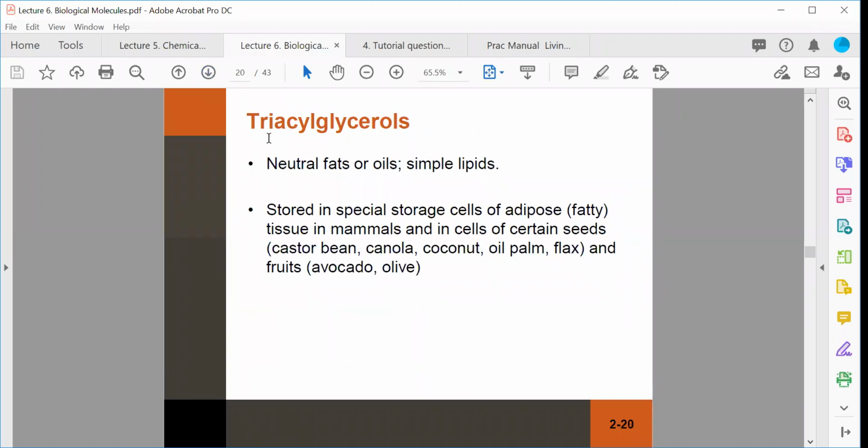Our next group of lipids, a simple lipid still, are the triacylglycerols, also known as triglycerides. They are referred to as neutral fats or oils. These are stored in special storage cells of fat tissue, otherwise known as adipose tissue in mammals, but triacylglycerols are also found in certain plants, particularly in certain seeds: castor bean, canola, coconut, oil palm, flax, and also in fruits such as avocado and olive.